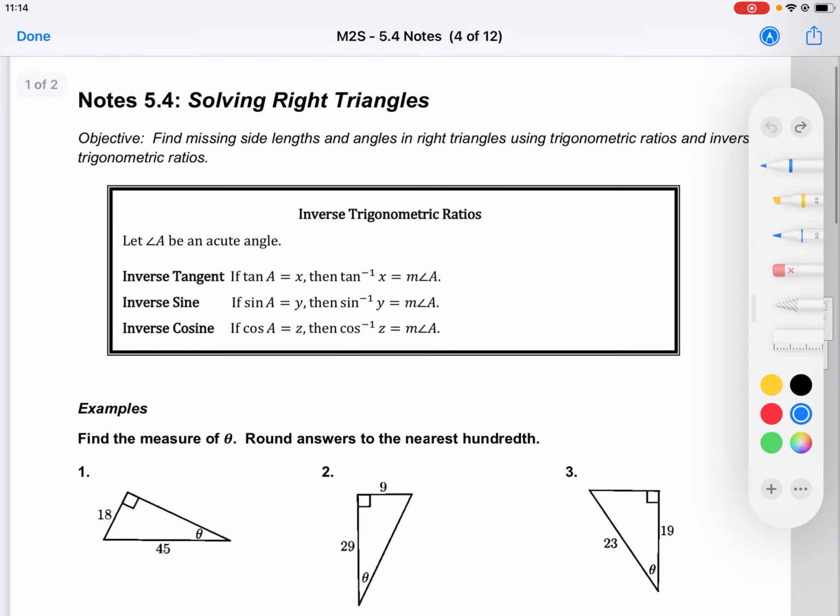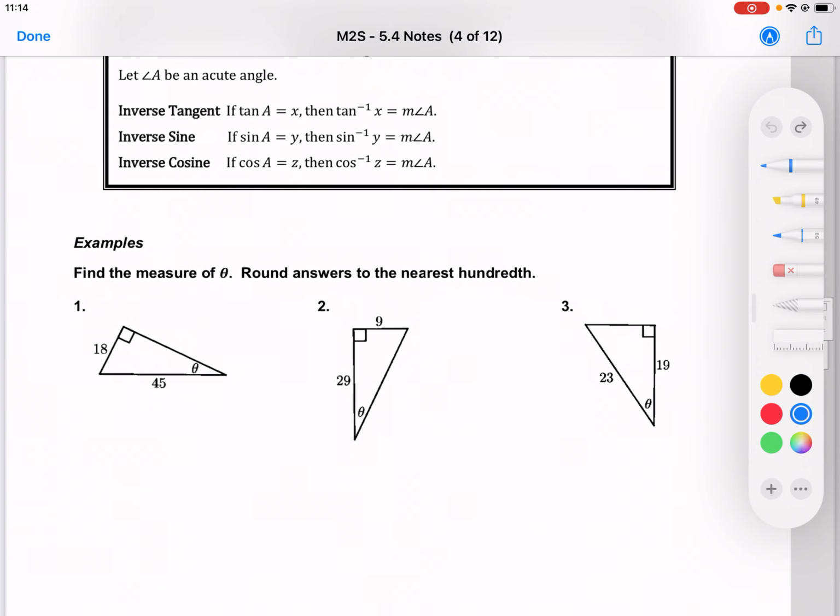Let's see how that works, and that's the same with sine and cosine. I want to show how that works in problems like these. Remember, we're going to use SOHCAHTOA, so this all still is the same. Probably getting sick of SOHCAHTOA.